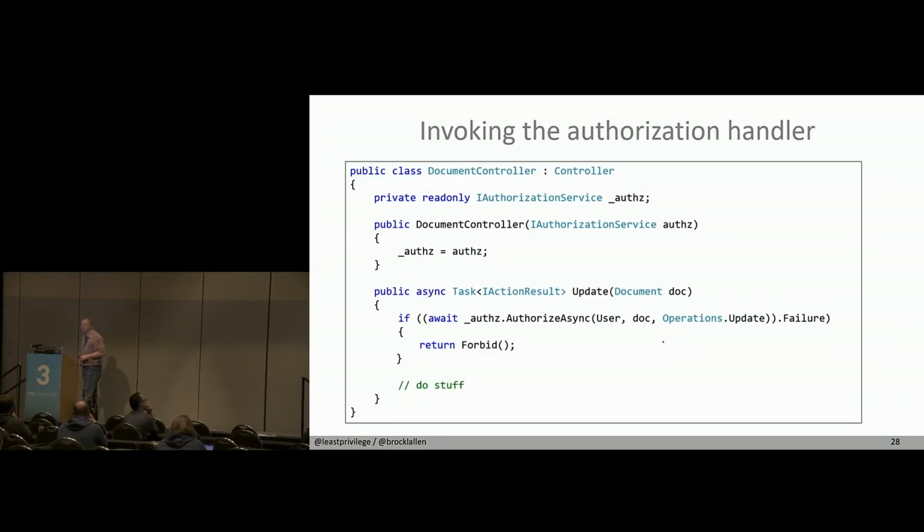Okay. So this is what it would look like to invoke that. Again, same authorization service that I mentioned that's in the DI system. You authorize, pass the user, the document, and the operation, and it says yay or nay.